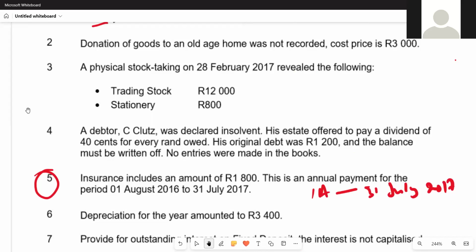So if you do that, 5 over 12, let's calculate, 5 divided by 12, and then the answer that we get, we multiply by 1,800. And then you are going to get 750. So 750 is outside our year, and it comes as a prepayment, and the prepayment we subtract. So you subtract this 750 from the amount of insurance that we have in the list of balances. The amount of insurance is 9,800. So we subtract 750. So we go to our answer section.